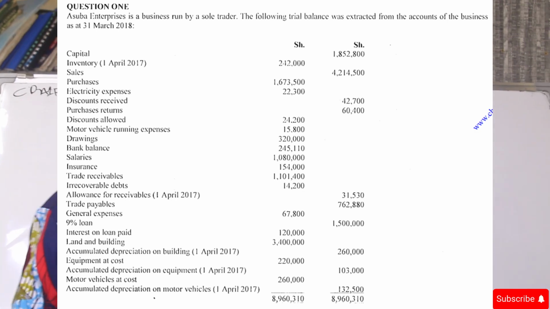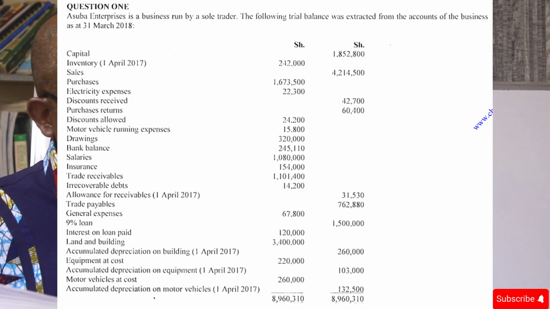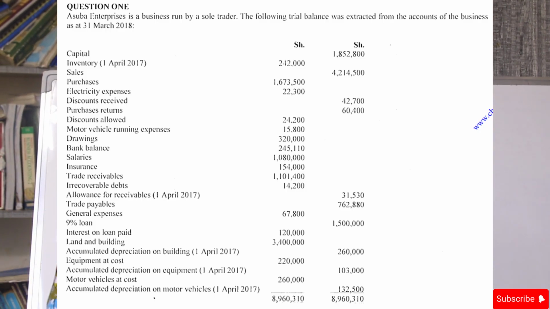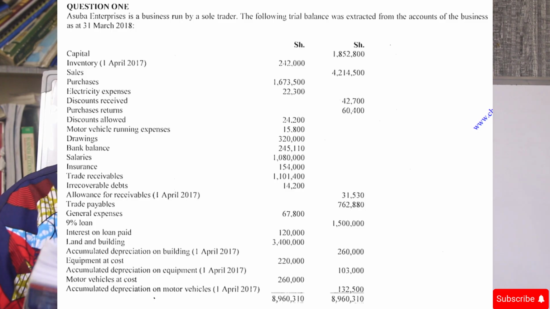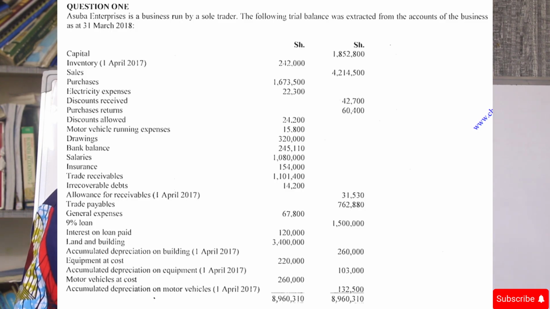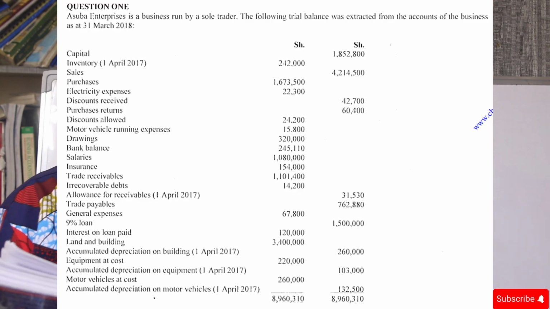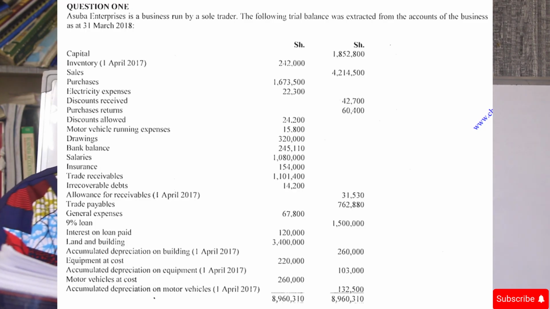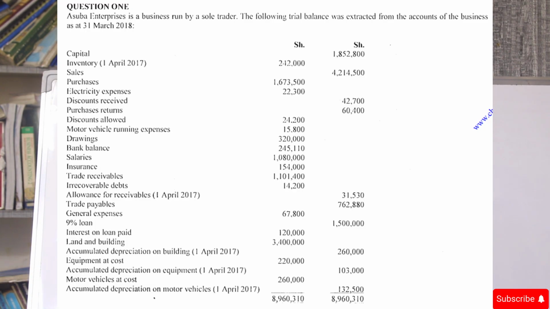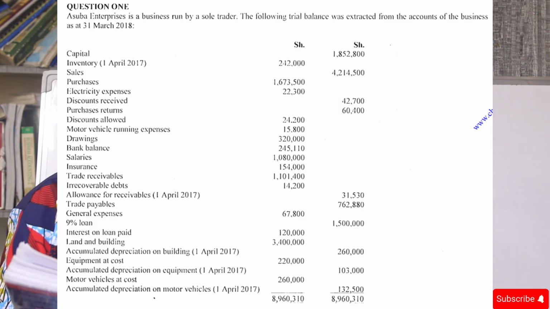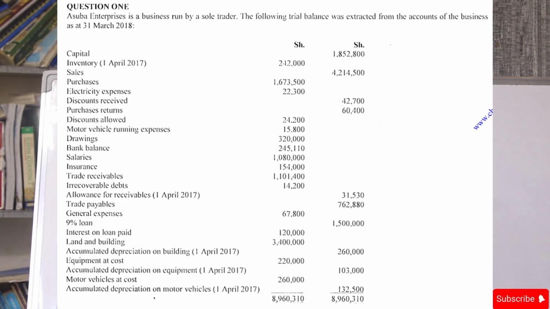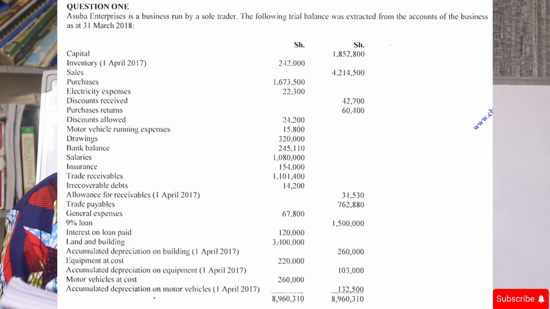Motor vehicle expenses, 15,800. Drawings, 320,000. Bank balance, 245,110. Salaries, 1,080. Insurance, trade receivables, irrecoverable debts. Irrecoverable debts, you must know that is the other name for bad debts. Allowance for receivables, that's allowance for doubtful debts. Trade payables, general expenses, 9% loan.